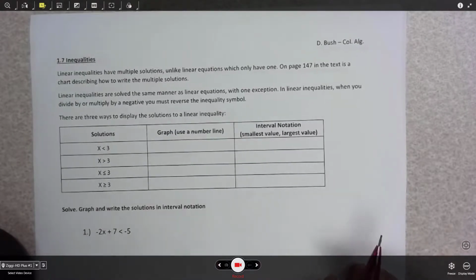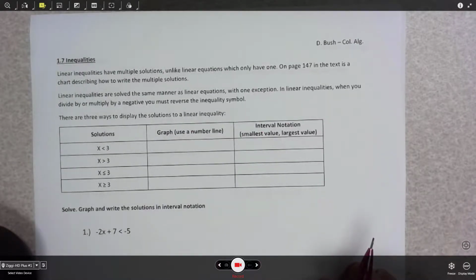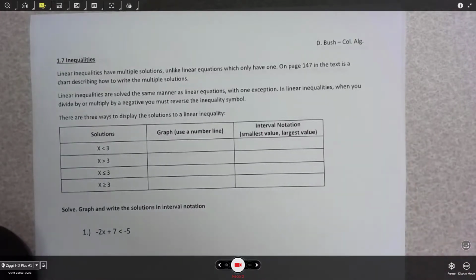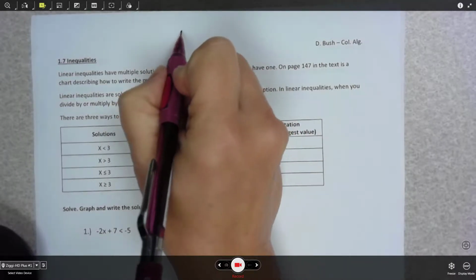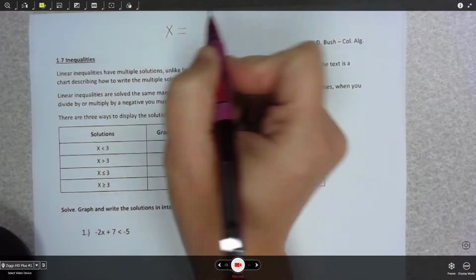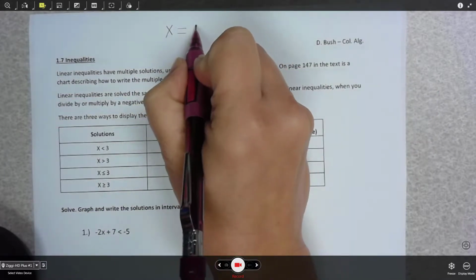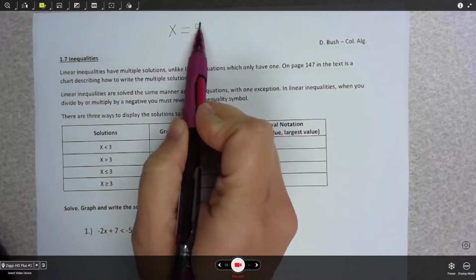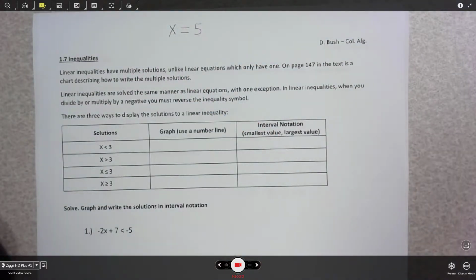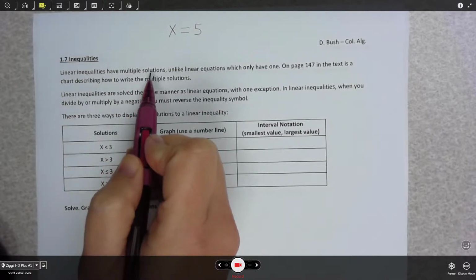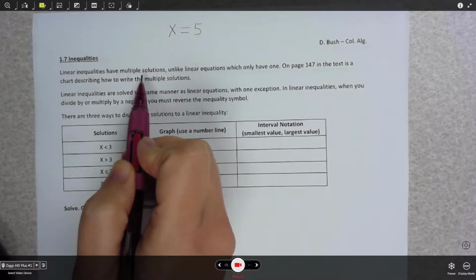This video will cover section 1.7 on inequalities, and we're going to discuss specifically linear inequalities. So remember, when we were looking at linear equations, there was an equal sign, and it said something to the effect of x equals some number. I'm just going to pick a number, 5. Notice that x only equaled that 5. There was only one solution. Now with linear inequalities, they can have multiple solutions, actually up to an infinite amount of solutions.